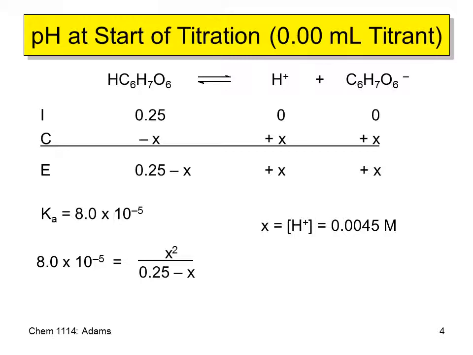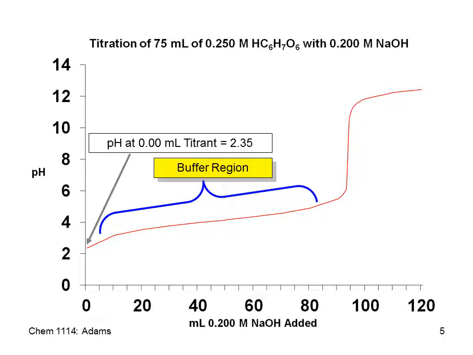So I took that to 0, I solved for x, and then I'm going to realize that x is my hydrogen ion concentration, right here. If I take the negative log of that hydrogen ion concentration, I'm going to get a pH. Let's put that on the graph. There it is. So my initial point, where I have not added any sodium hydroxide, is 2.35.